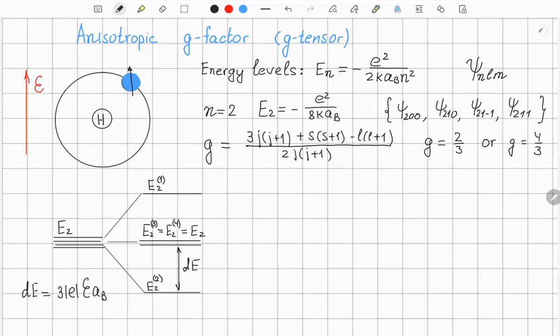As a result of this partial lifting of degeneracy, we obtain four corresponding orthonormal linear combinations that define the new wave functions.